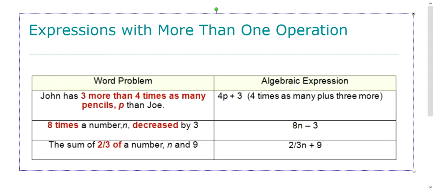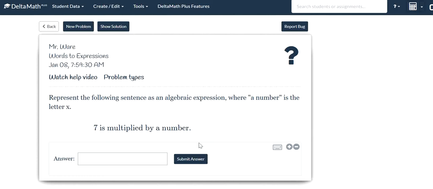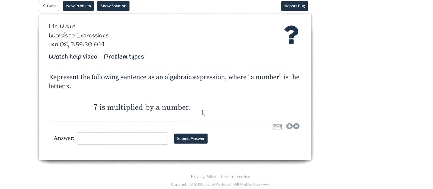Alright, let's take a look at some examples. What you want to do is write out in an algebraic expression exactly what's said. Now here they want us to use the letter X instead of N. And always keep in mind that you've got help videos right here that can help you out. So you can go with this video, but you can also watch this video as well, okay?